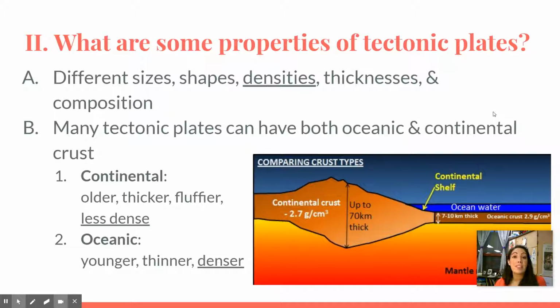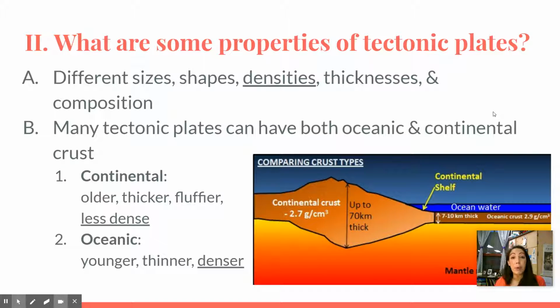Different plates and different types of crust have different densities. Oceanic plates in general are much denser because they're squished down. They're much denser and they're much colder than continental plates. Continental plates are thicker and they can be up to, according to this diagram here, it says 70 kilometers thick. Whereas ocean plates can be 5 to 10 kilometers thick. So it's much, much more squished down.